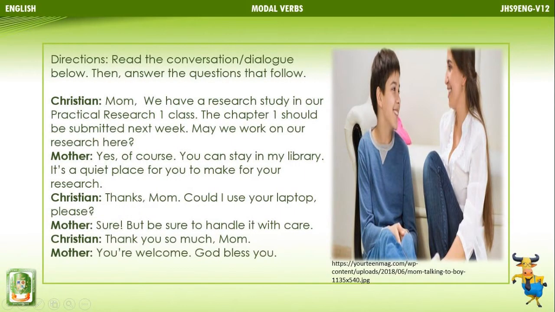Directions: read the conversation, dialogue below. Then, answer the questions that follow.